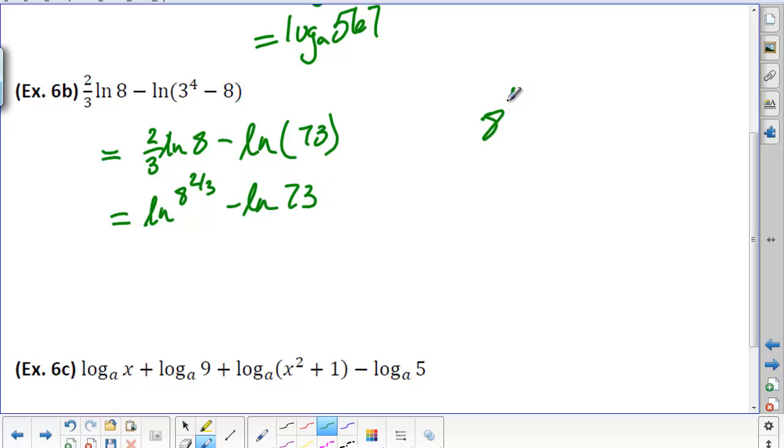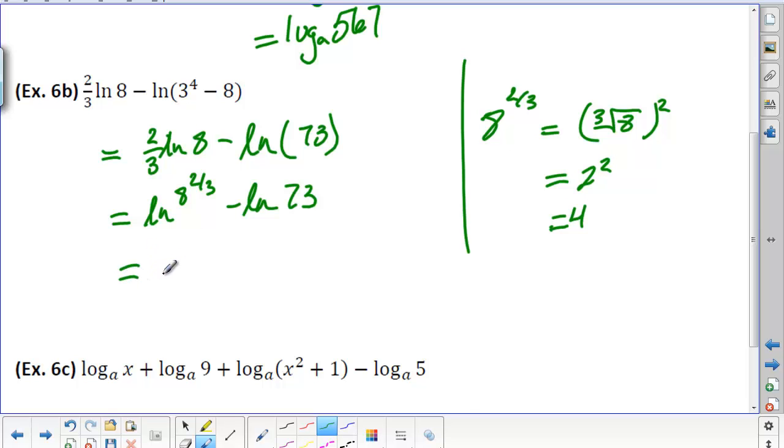8 to the 2/3 power, if you'll recall, is the same as the cube root of 8 squared. So that's 2 squared, which is 4. And so this is the same as natural log 4 minus natural log 73. And again, since that's subtraction, you can divide, make it 4 divided by 73, and put that together as one logarithm. And that one's done. So it's just the reverse process.